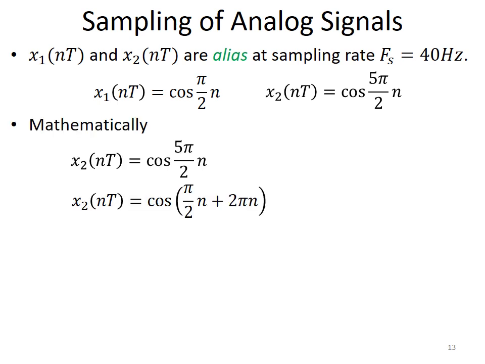Mathematically, we can see 5 pi by 2n can be rewritten in this form. We can rewrite cos 5 pi by 2n in this form, or simplifying it further, we will get cos pi by 2n, which is exactly equal to x1.